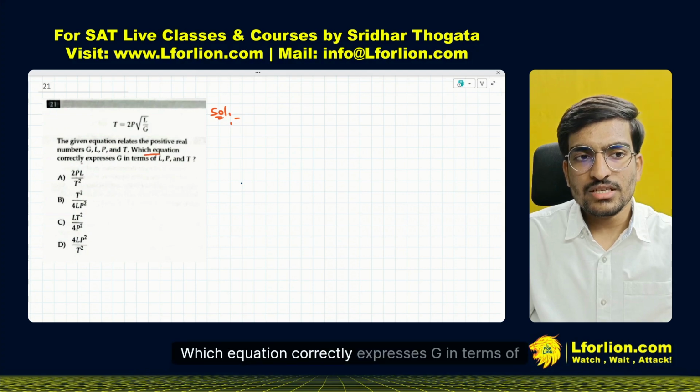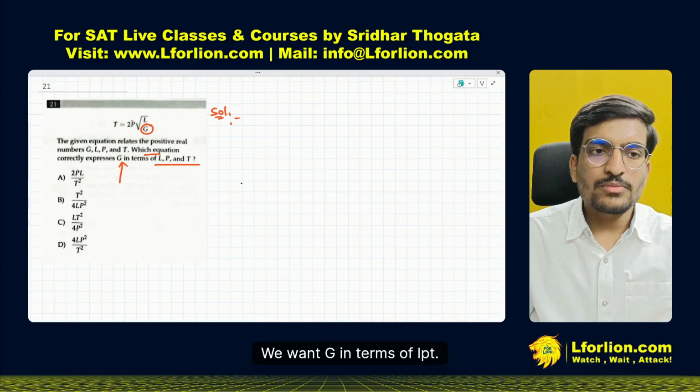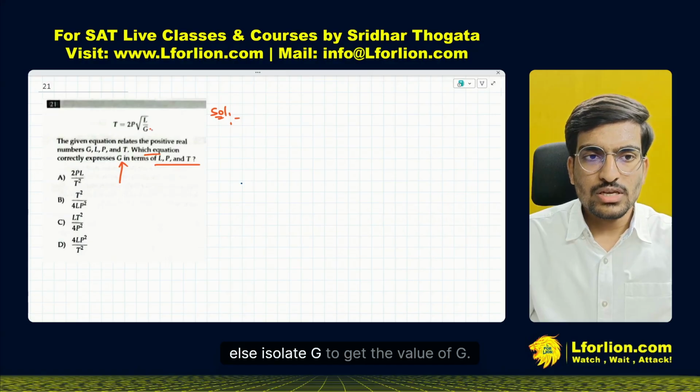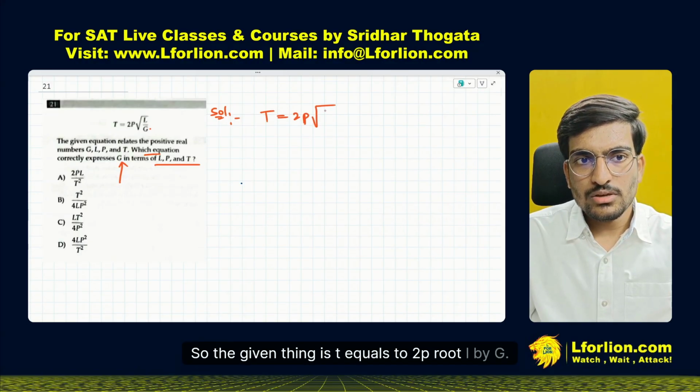The given equation relates the positive real numbers G, L, P and T. Which equation correctly expresses G in terms of L, P, T? We want G in terms of L, P, T. So just take away everything which is with G, or else isolate G to get the value of G. So the given thing is T equals 2P root L by G.